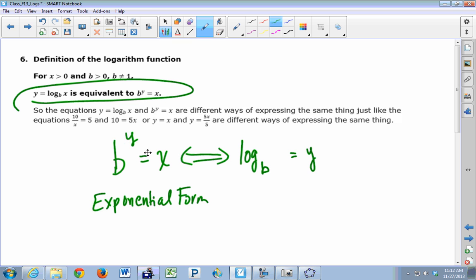And the output of my exponential function has to be my input for my log function. So these two equations are exactly the same. They're inverse functions of each other. So this is logarithmic form. Now we're going to spend a good 10 minutes just going back and forth. So if it feels a little fuzzy, it should feel fuzzy.